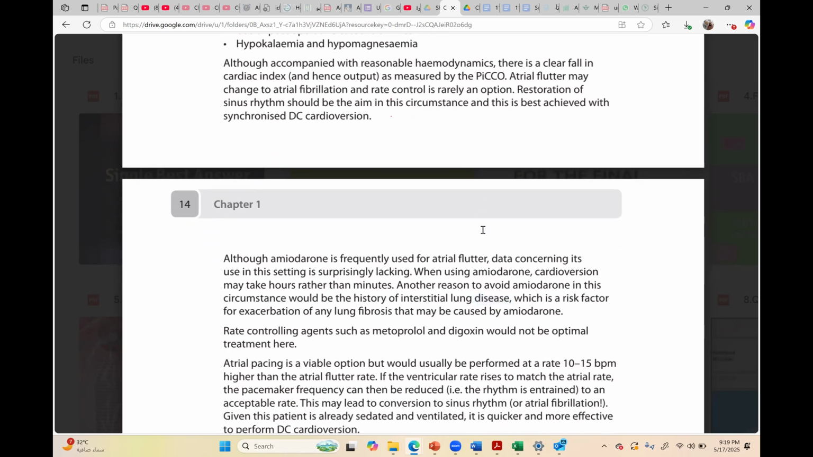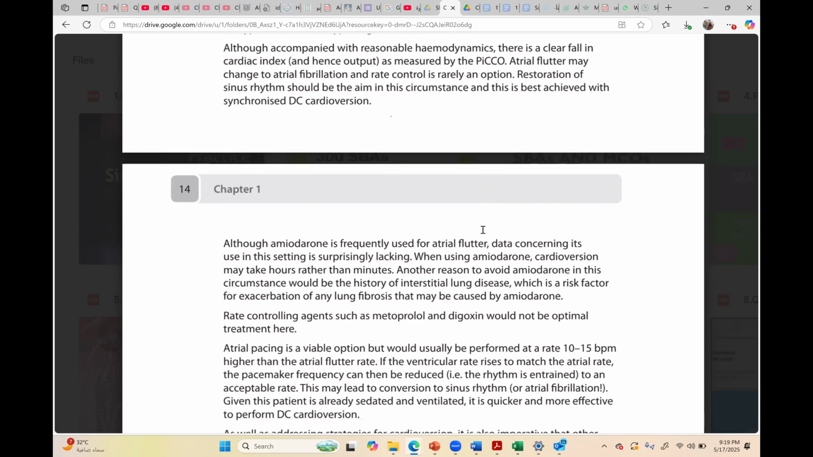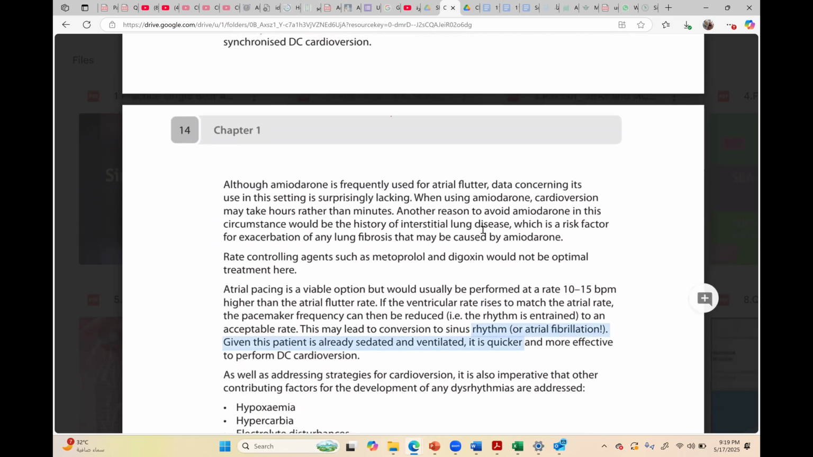Okay. So you see, they have correlated interstitial lung disease with amiodarone, because amiodarone is one of the medications which can cause interstitial lung disease, which is a risk factor for exacerbation of any lung fibrosis that may be caused by amiodarone. Rate controlling agents such as beta blocker and digoxin would not be optimal treatment here. Atrial pacing is a viable option, but would usually be performed at a rate 10 to 15 beats per minute higher than the atrial flutter rate.